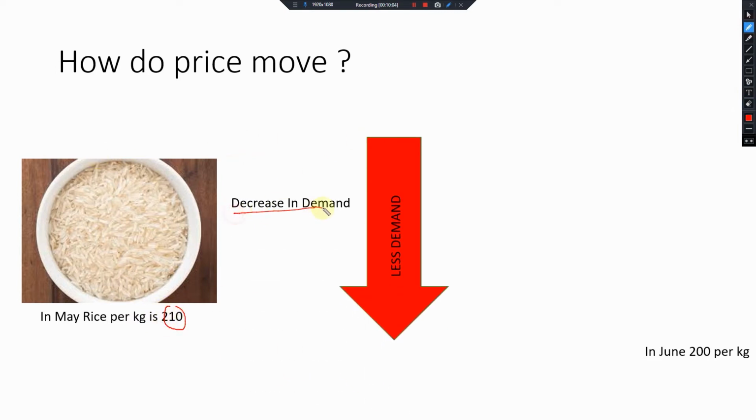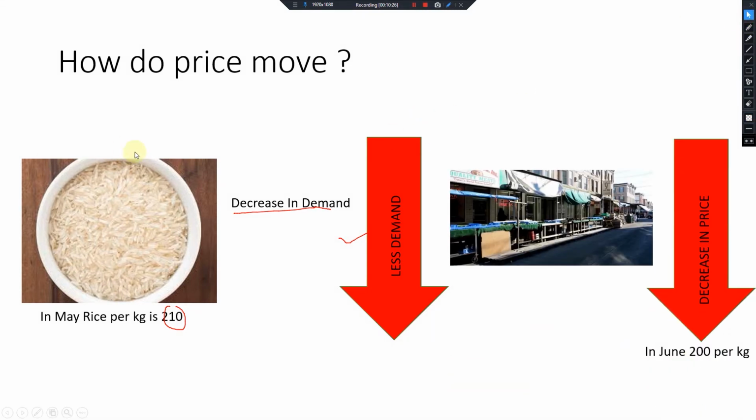There was a decrease in demand, so there were fewer buyers. Many people had already bought the stock, or, for example, the lockdown was over and there was not much demand. Only normal people were coming to the markets. So there was less demand for the rice, right? Then there were so many sellers in the market. There were so many shopkeepers selling the rice, but very few people were buying. So the demand for rice decreased. This is May end. At the end of May, the price came back to normal, 200 per kg.